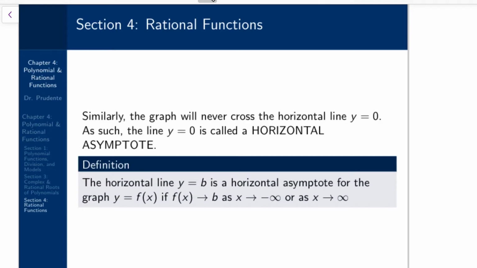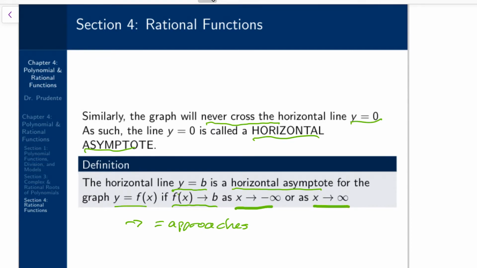And here, similarly, the graph never crosses this horizontal line, y equals 0. And so we call it a horizontal asymptote. But how we find it is a little bit different. So we say any horizontal line, y equals b, is what we call a horizontal asymptote for our graph if f of x approaches b, right? We consider that arrow to really be the word approaches, as x approaches negative infinity or x approaches infinity.